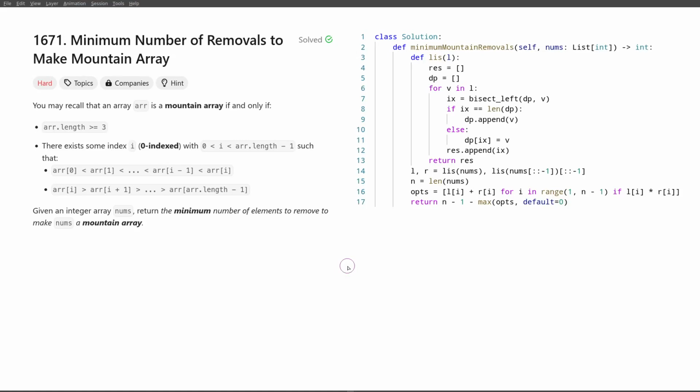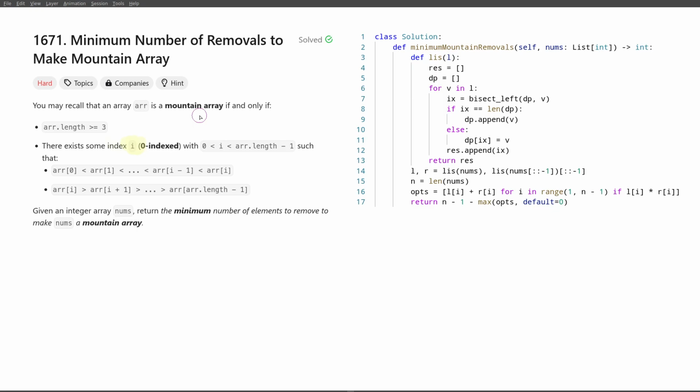Hello everyone. Today I'll talk about the solution of the problem minimum number of removals to make mountain array. To solve this problem, an easy observation that we can make is that in the definition of a mountain array, we are told that there exists some special index I.